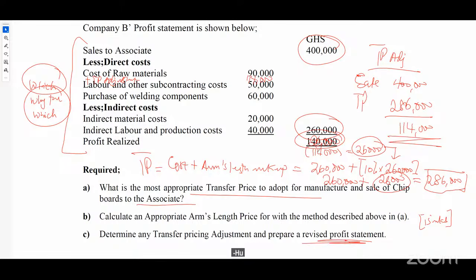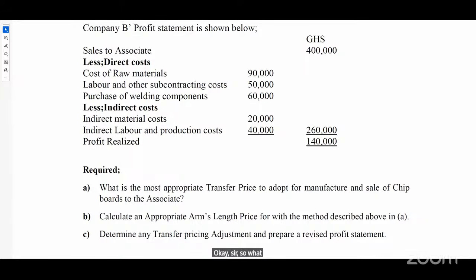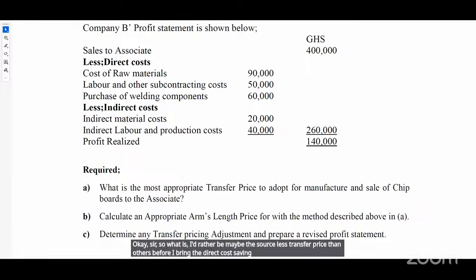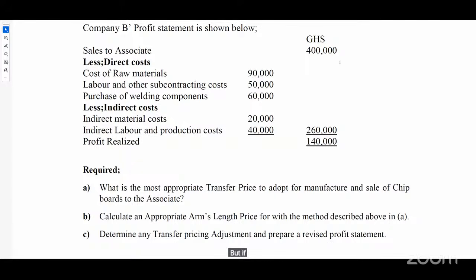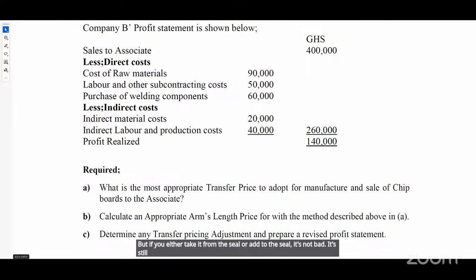So if you adjust the account, what if I rather do it maybe the sales less transfer pricing before I bring the direct cost in there? Of course, they'll still mark it for you. But I prefer to always add, not deduct. I don't like deduction. So if it's understatement, I'll rather add to sales. If it's overstatement, I'll rather add to cost. But if you either take it from the sales or add to the sales, it's not bad. It's still accepted.